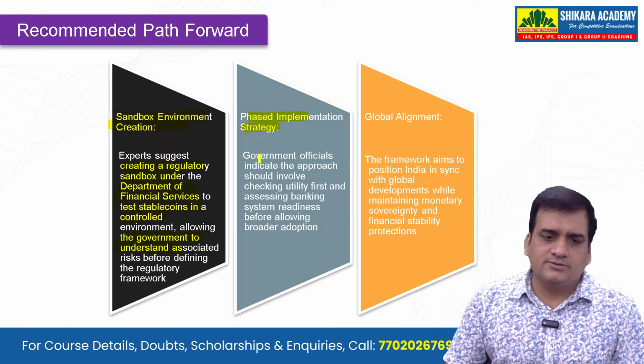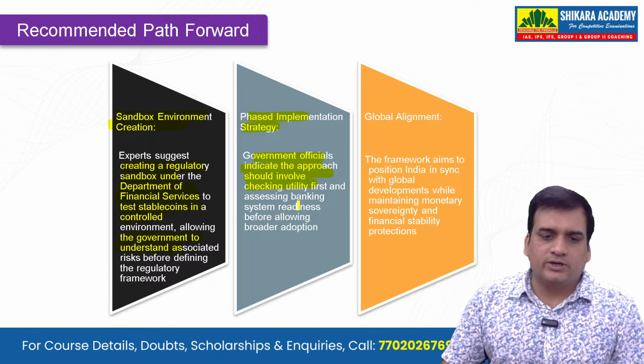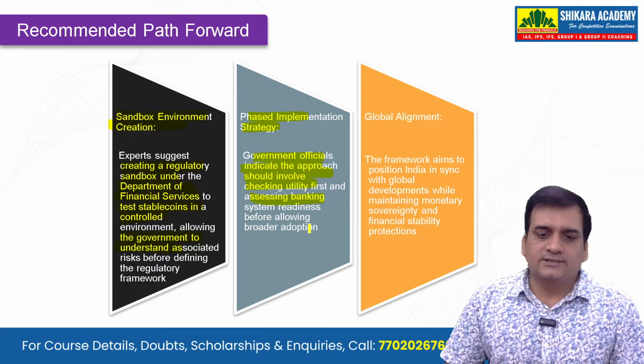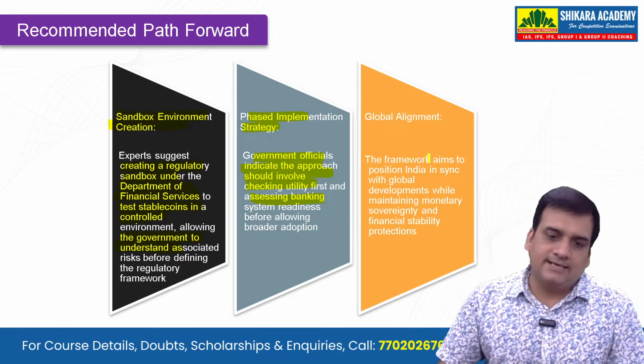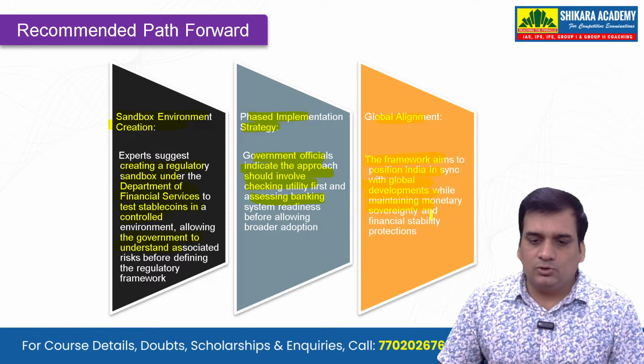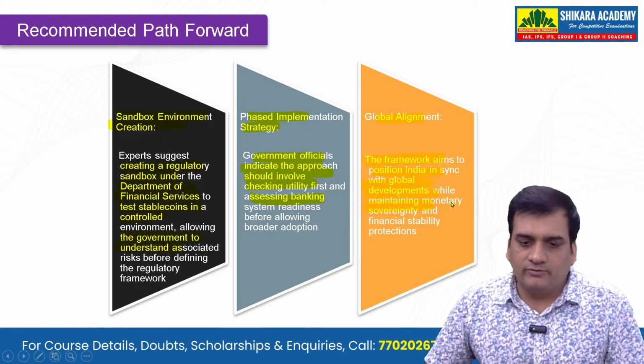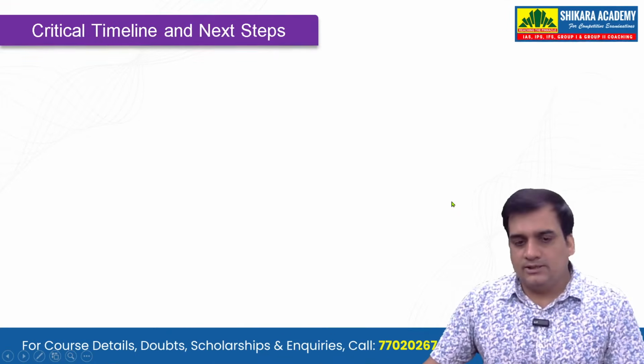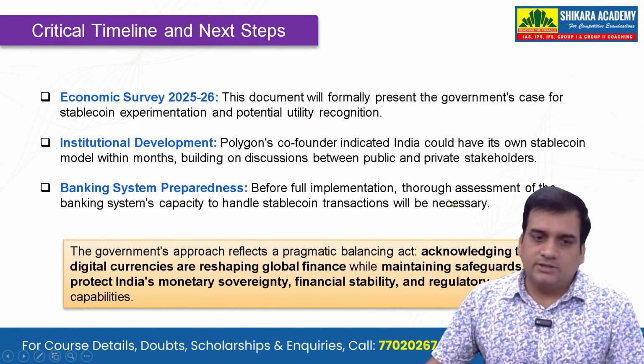Phased implementation strategy: government officials indicate the approach should involve checking utility first, assessing banking system readiness, and also global alignment. The framework aims to position India in sync with global developments while maintaining monetary sovereignty and financial stability protection. What about the critical timeline and next steps?